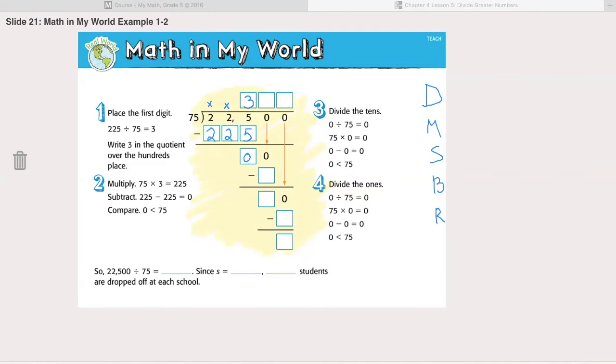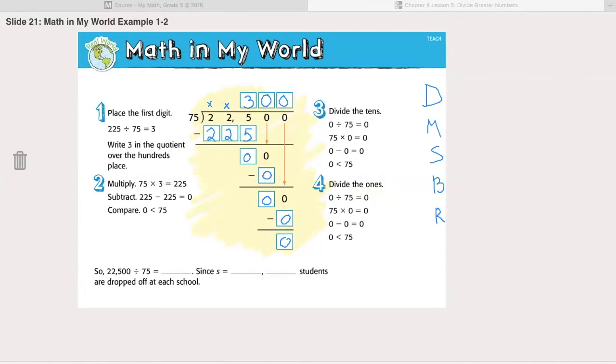My next step is bring down. They have already brought down the 0 for me. So I ask the question, I'm repeating, so I'm going back up to the top. Now I divide. 0 divided by 75 is 0. Now I multiply. 0 times 75 is 0. I subtract. I still get 0. And I bring down another 0. 75 fits into 0, 0 times. 75 times 0 is 0. You see where this is going.